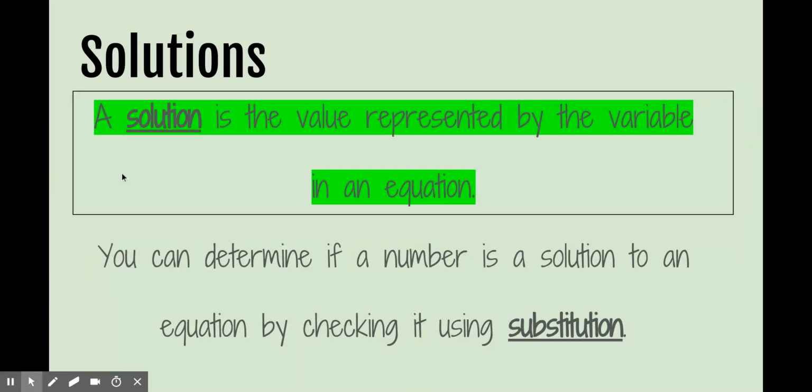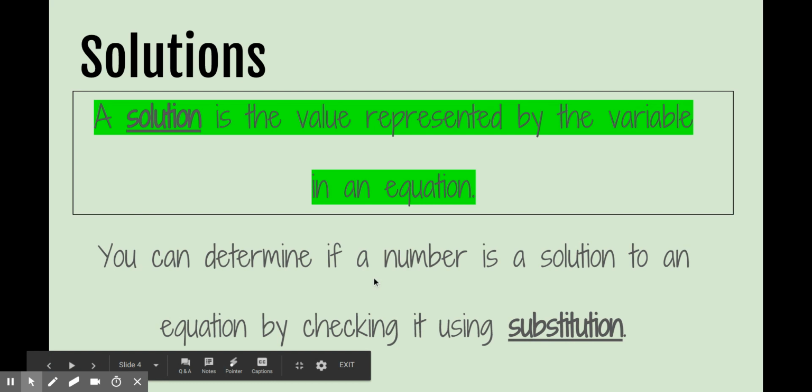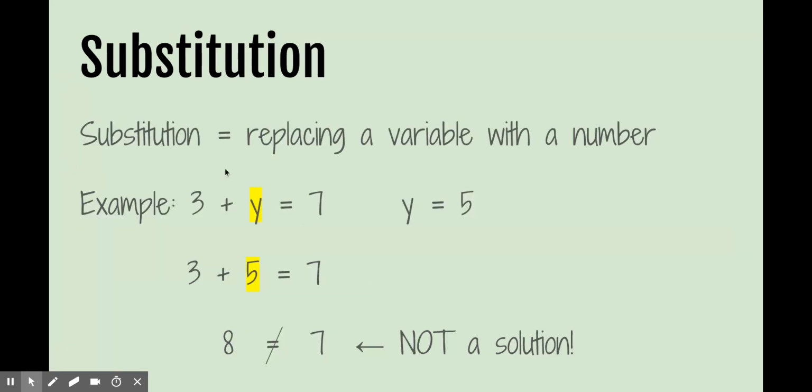So a solution basically is your answer when you solve an equation. It just is the value represented by a variable in an equation. And so you can determine if a number is a solution to an equation by checking it using substitution. If you think of the word substitution, if you have a substitute teacher, that means your teacher is not there that day and somebody else comes and replaces them for a day and stands in their place. So when we talk about math, substitution means you're replacing the variable with a number.